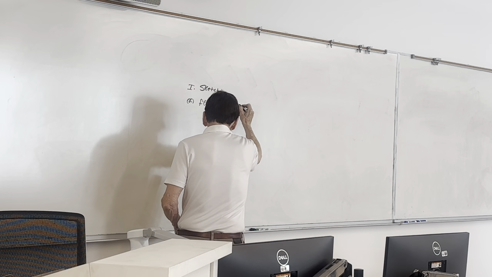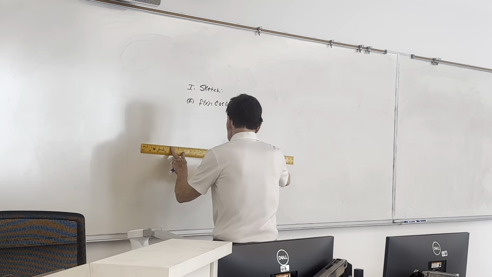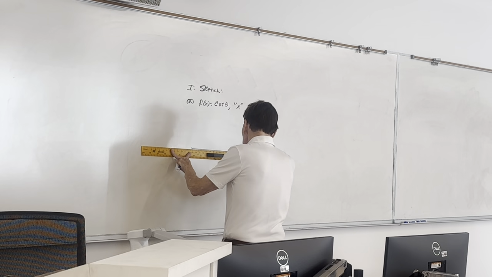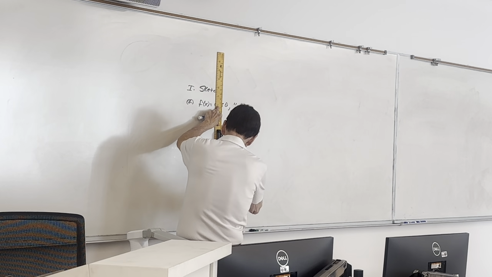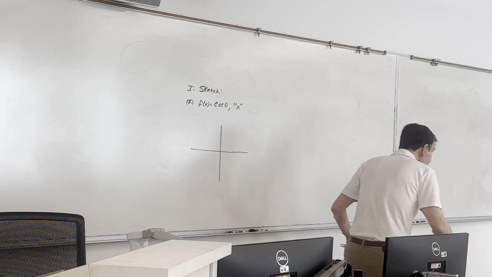The definition is x. That's the definition for cosine. So all I need to do is, with your help, go to the unit circle and take a look at it.